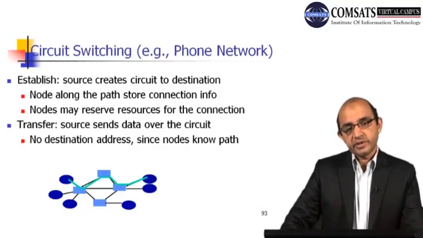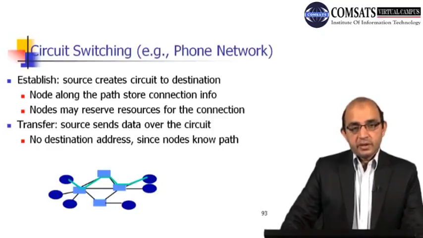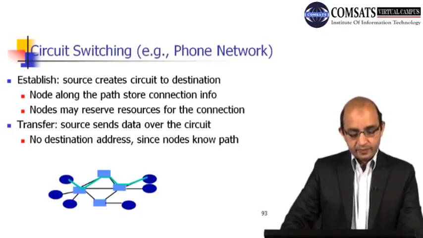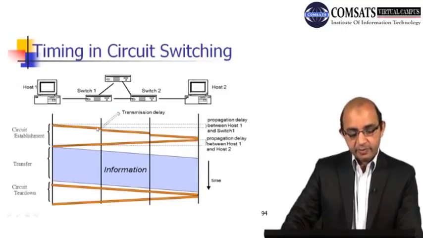And after that, you can see that the destination phone rings, and when the callee picks up the phone and we start talking, at that time the actual data starts flowing. So here is the timing in circuit switching: circuit establishment, the actual data transmission, and then the circuit teardown, and we free the resources so that they can be used for some other communication, right?